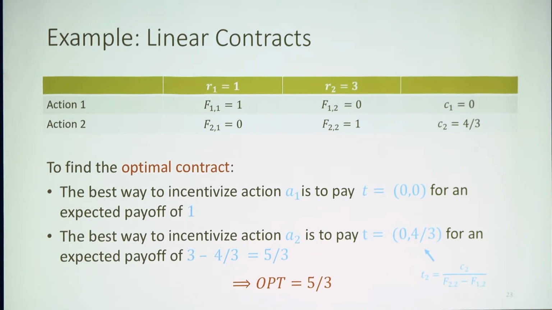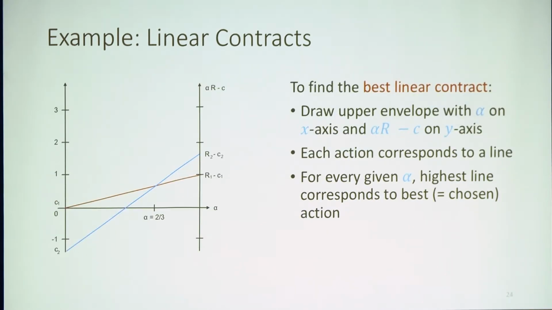Okay, so that's what you already know. So how about linear contracts? Question is, what can we do? So we have alpha, and then for different alphas, different actions will be incentivized. And what I found very useful in thinking about this, that's also in this upcoming EC paper, is to think about this in terms of an upper envelope, because this will immediately tell us which action will be incentivized.